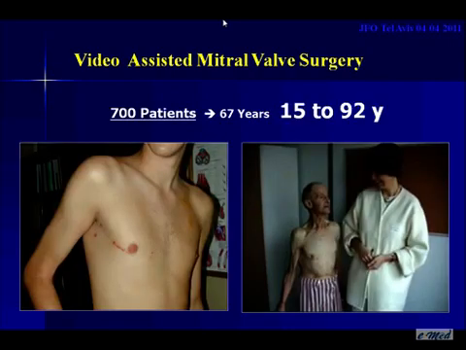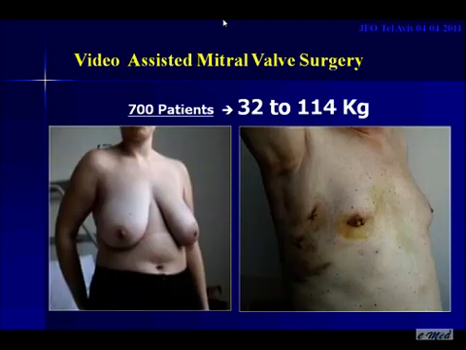At the beginning, we had more suitable patients, but today you see that the youngest patient was 15. He had endocarditis. And here is the oldest patient, 92. So you see that we have any range of age, any range of weight together.